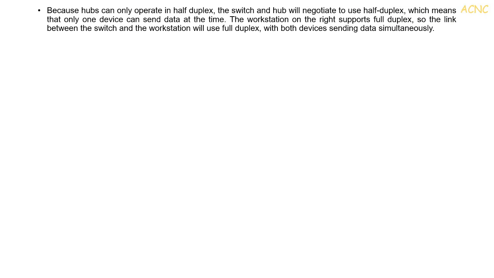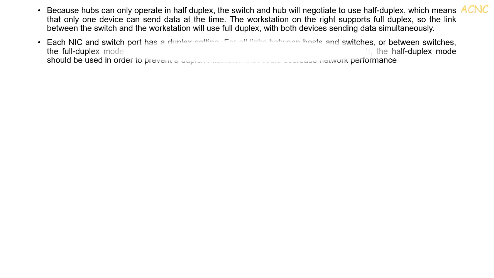Because a hub can only operate in half duplex, the switch and the hub will negotiate to use half duplex, which means that only one device can send data at a time. The workstation on the right supports full duplex, so the link between the switch and the workstation will use full duplex, with both devices sending data simultaneously.